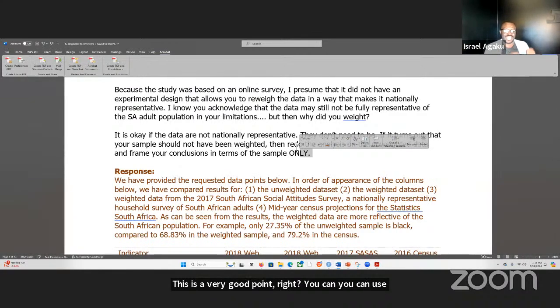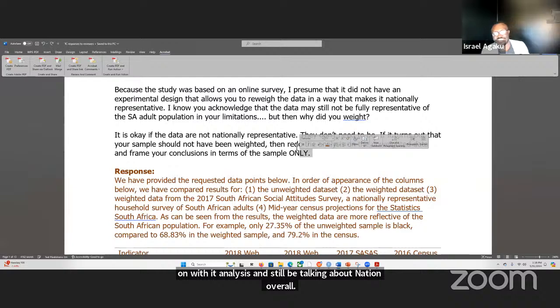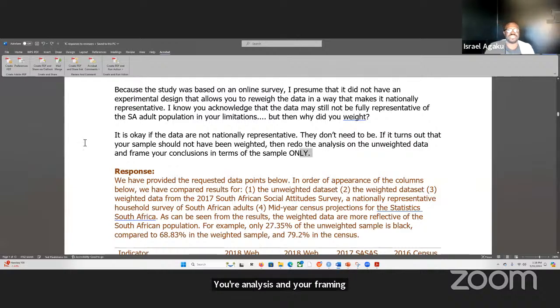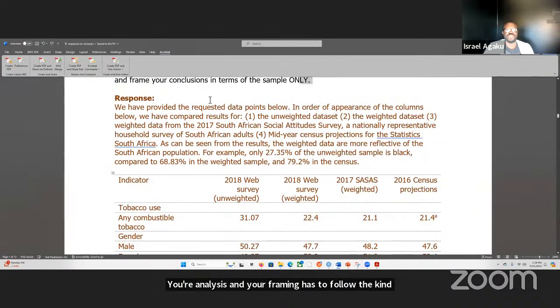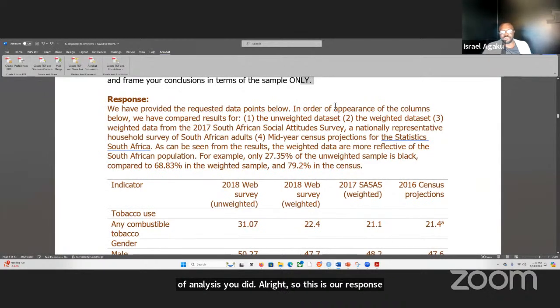Your analysis and your framing has to follow the kind of analysis you did. All right, so this is our response. We have provided the requested data points below. In order of appearance of the columns, we have compared results for 1, the unweighted data set, 2, the weighted data set, 3, weighted data from the 2017 SASAS, which is a nationally representative household survey of South African adults, and 4, mid-year census projections from Statistics South Africa.